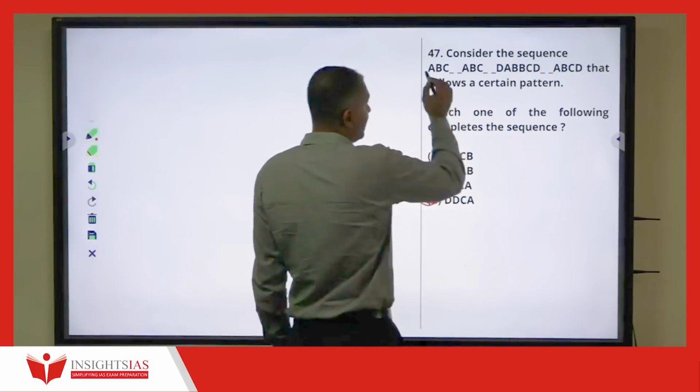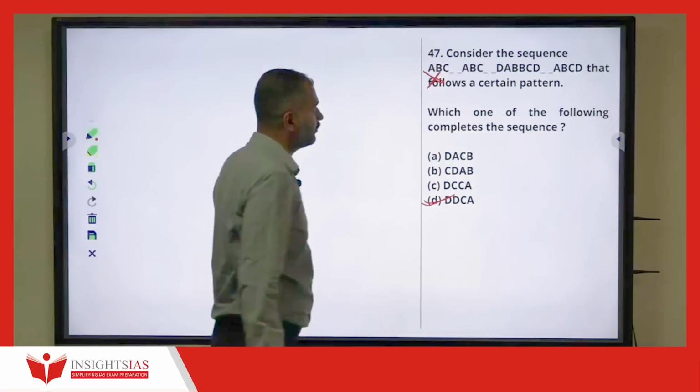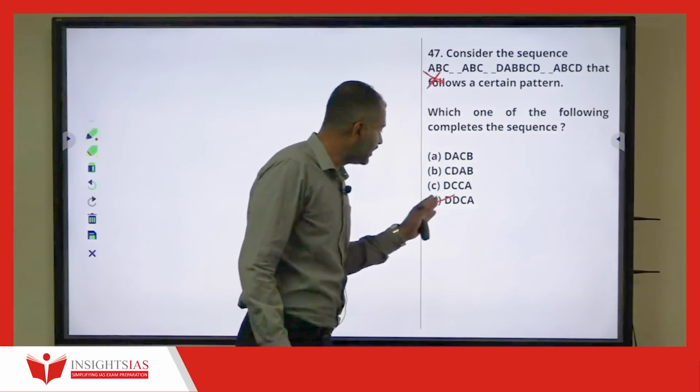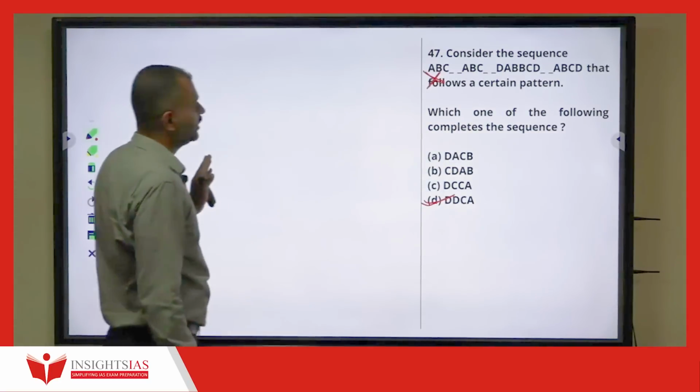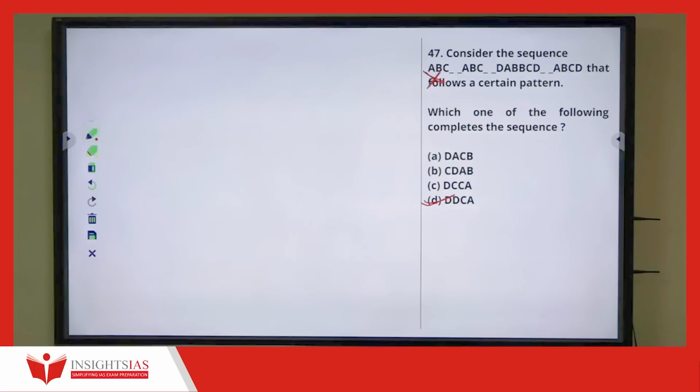The sequence has been typed wrongly here. Okay, refer to your question paper. Divide this into 5 parts. Okay, you will get DDCA there. DDCA. It's been wrongly typed there. ABC dash dash ABC dash DABBCD.